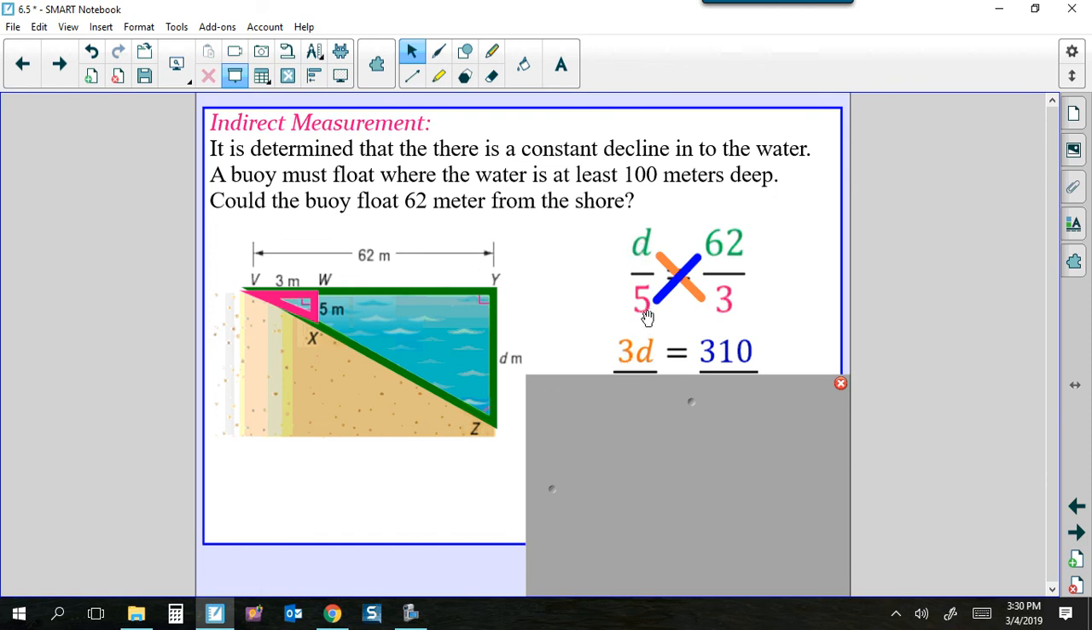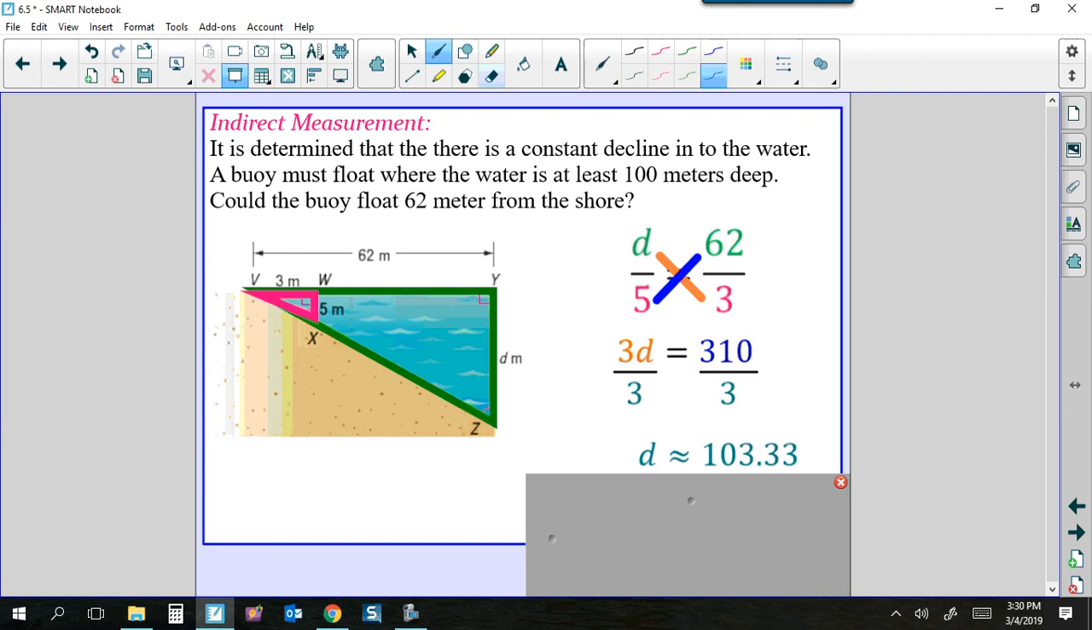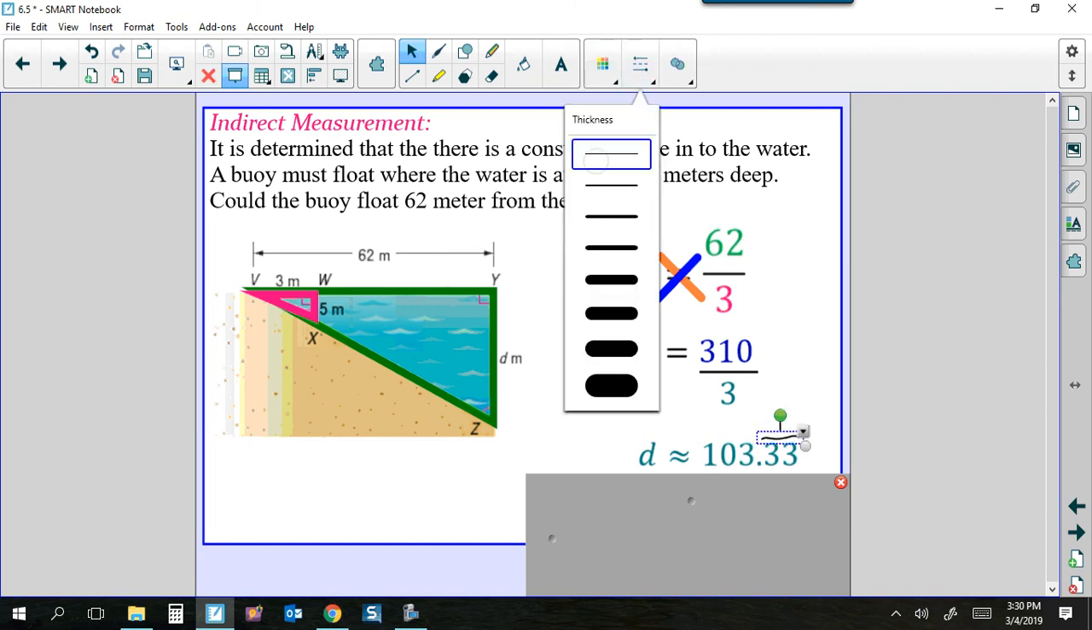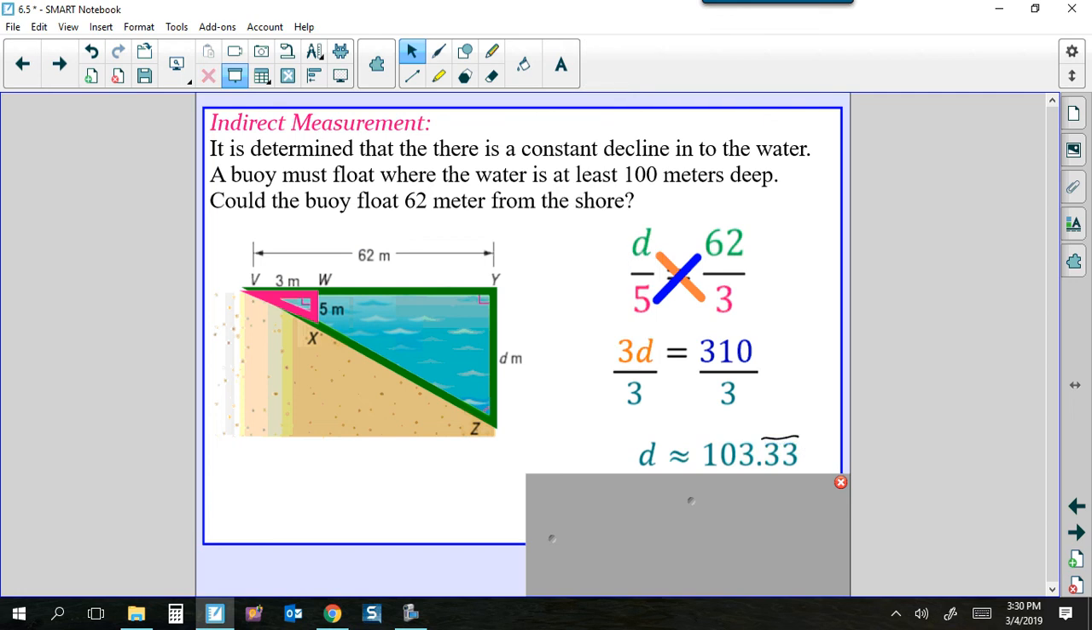3 times D and 5 times 62 gives me 3D equals 310. 3 is going to get divided out, giving me 103.3 repeating. I forgot to add my repeating line. Or we could say 103 1/3, because like we said, when we give you a word problem, you would answer back in words. We're answering a question about a distance, and you need to keep in mind, how would you speak? What would you say to somebody? If you measured something, you wouldn't say, oh, it's 103.33333. You would say, it's 103 1/3.